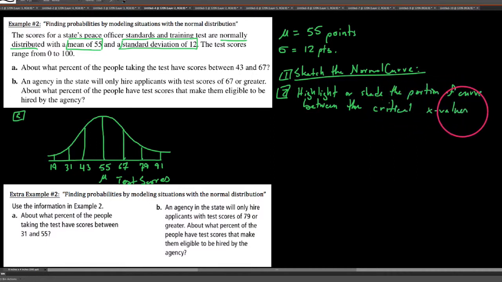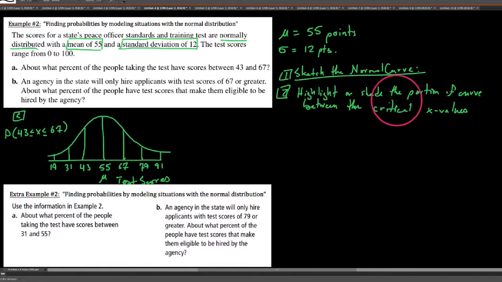Now in terms of our critical x values here, what they're asking is about what percentage of the people taking the test have scores between 43 and 67. For part A, I'm going to write this as 43 is less than or equal to x is less than or equal to 67. And essentially what I want you to see is that the probability that we grab somebody that had a score between here and here is the same as the percentage of people that had a score between there and there.